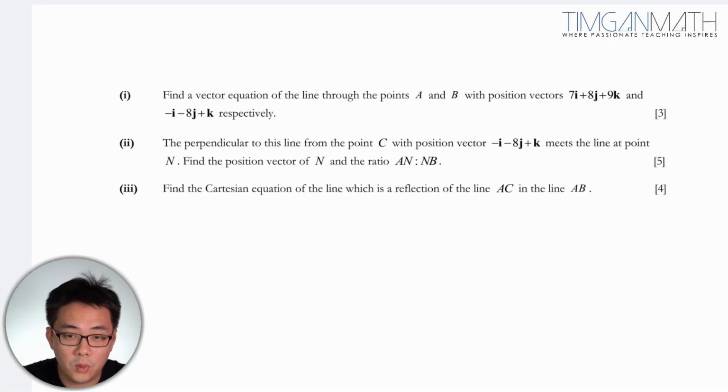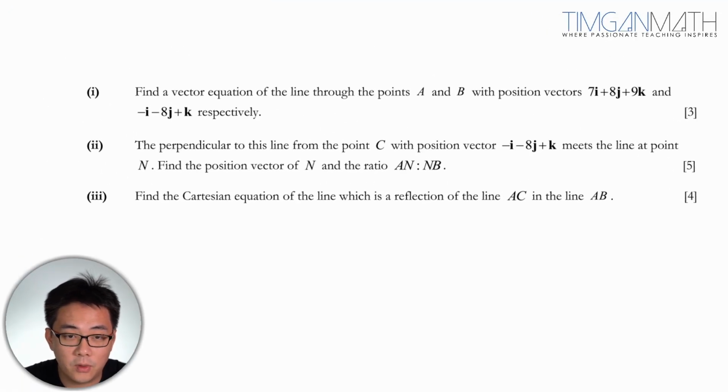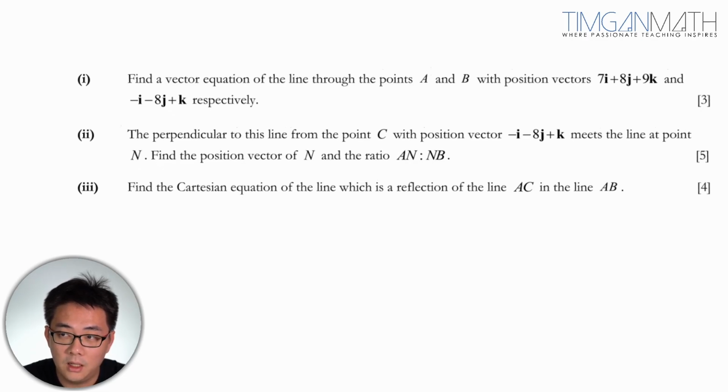Students, let's look at this question on vectors, taken from the year 2012. Question 9 is a past year question. Let's see the first part: find the vector equation of a line passing through A and B with position vectors (7, 8, 9) and (-1, -8, k) respectively. I think that's pretty okay.